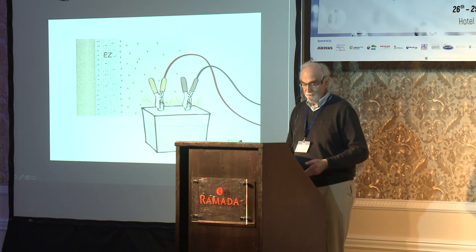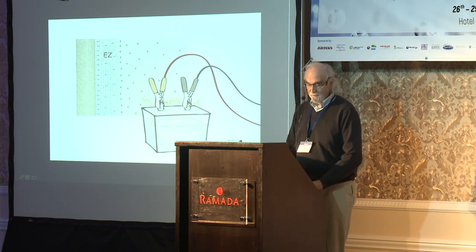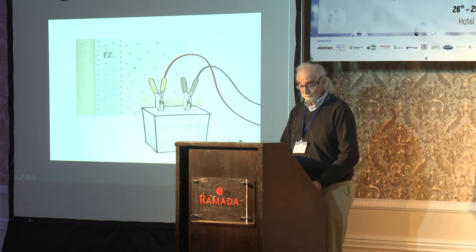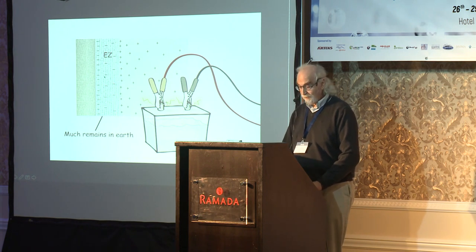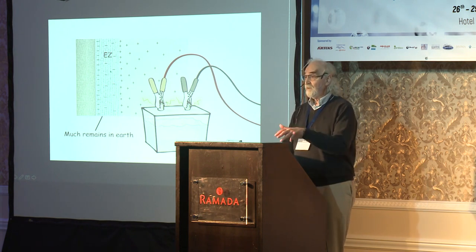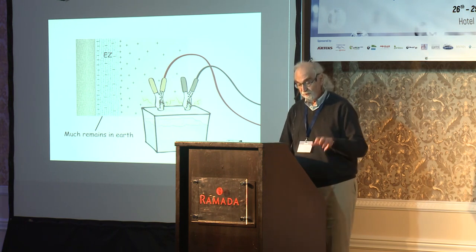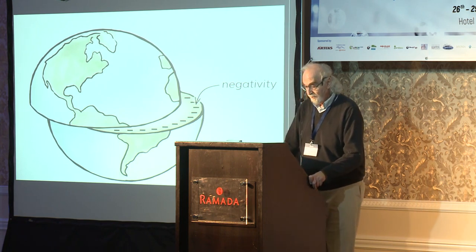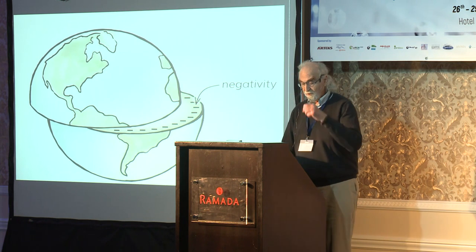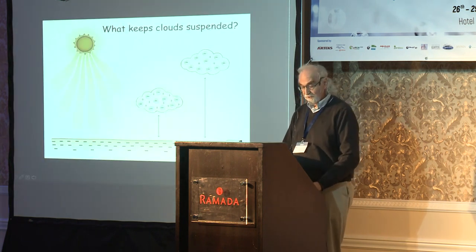And so what happens is that as the water evaporates, some of the EZ evaporates in large clusters, as we showed experimentally. But also the protons or hydronium ions evaporate as well. But much of this EZ remains in the Earth. And so this is one possibility to explain the vast negative charge of the Earth. It could lie in the water. So that is another hypothesis.